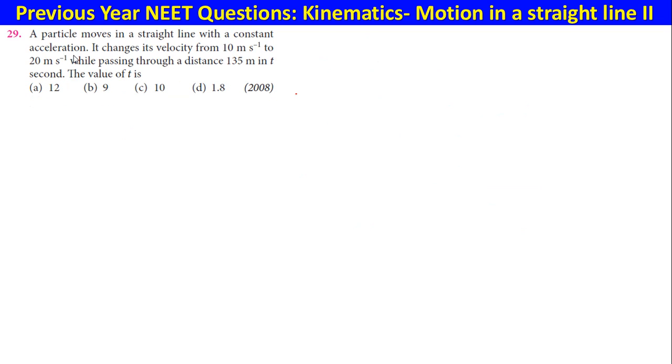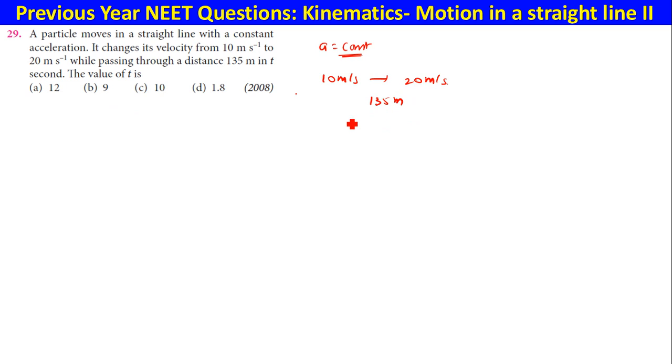Next. A particle moves in a straight line with a constant acceleration. So acceleration is constant, very good, and it is motion in a straight line. It changes velocity from 10 meter per second to 20 meter per second while passing a distance of 135 meters in time t seconds. What is the value of time? He is asking about this.